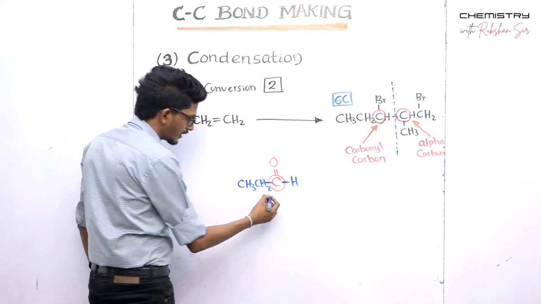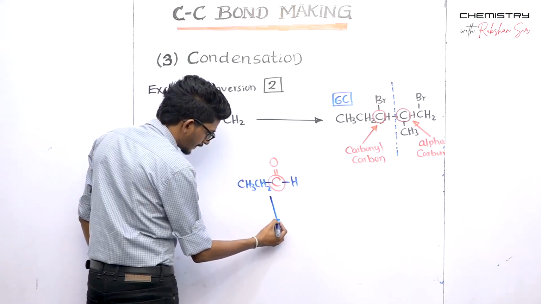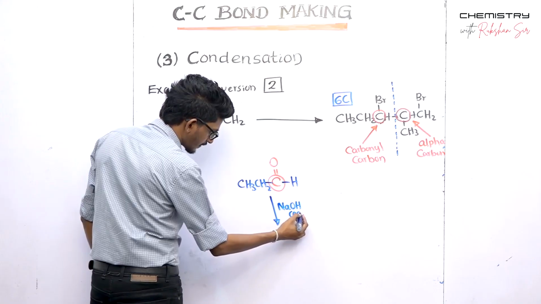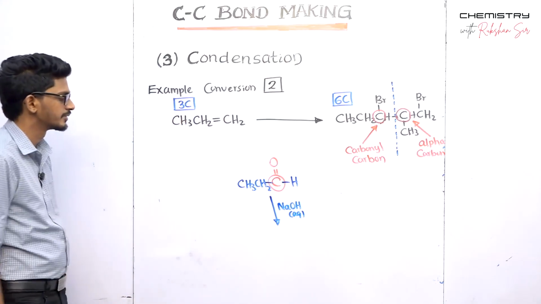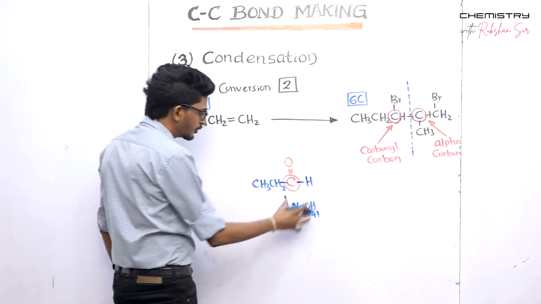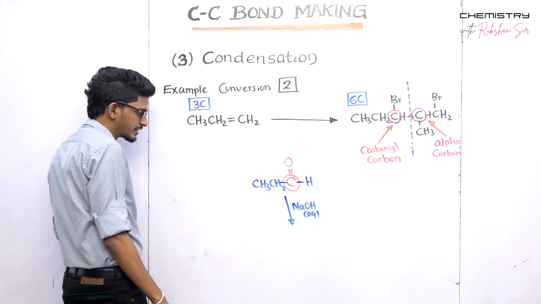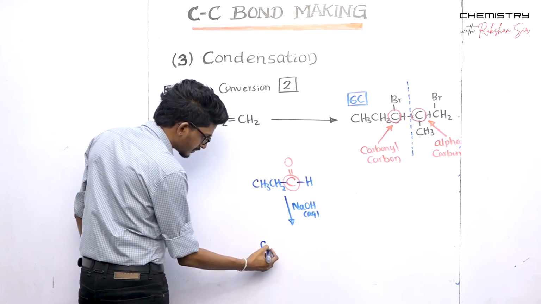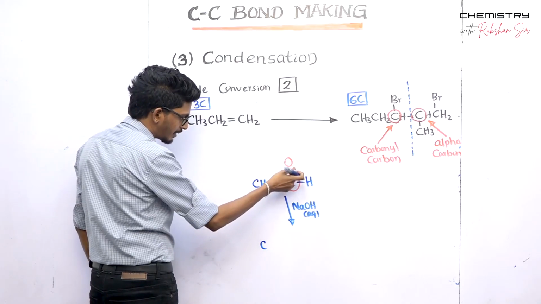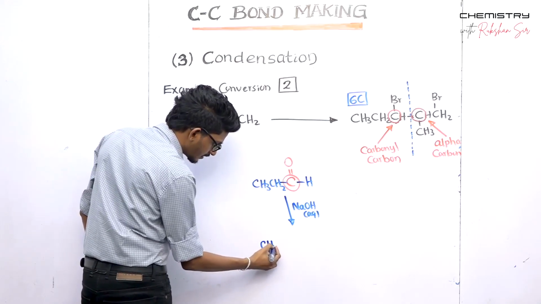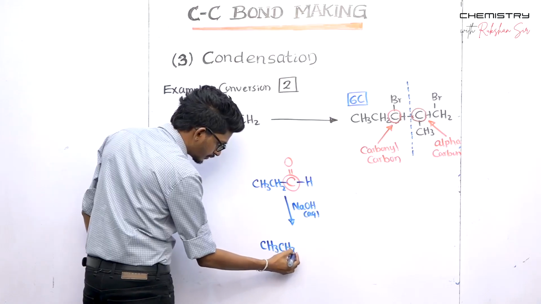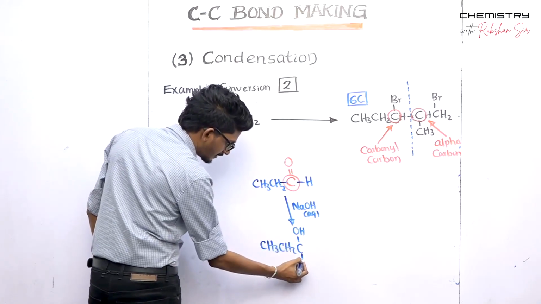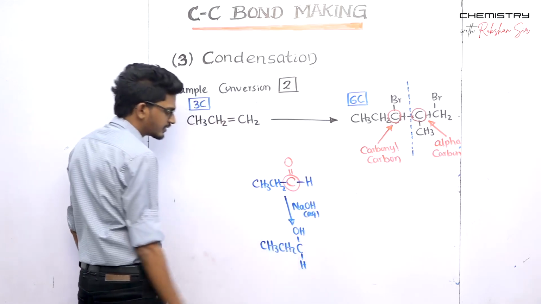Let's put the aqueous NaOH here. Let's do the condensation. So first write this one, CH3CH2 with that hydrogen there, and this hydrogen is there.